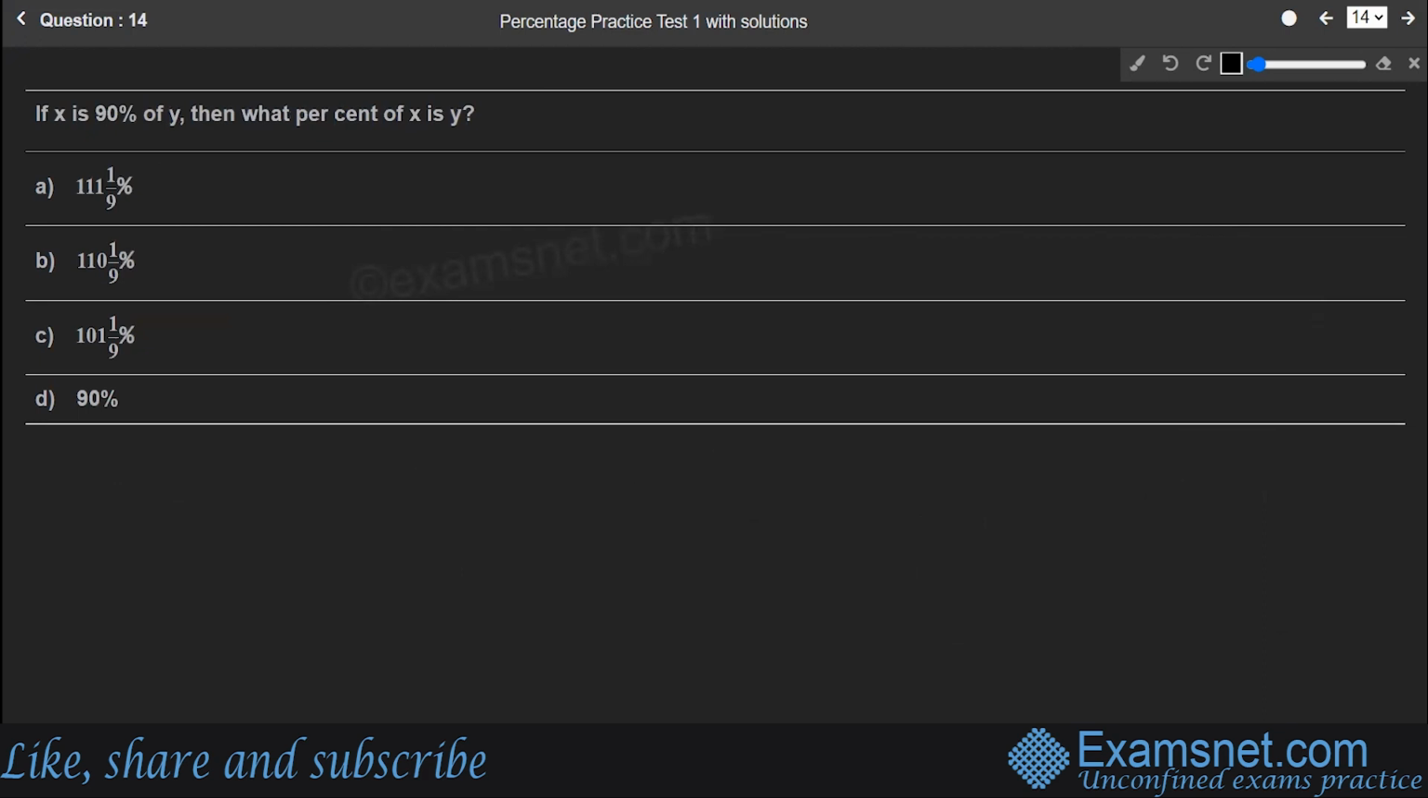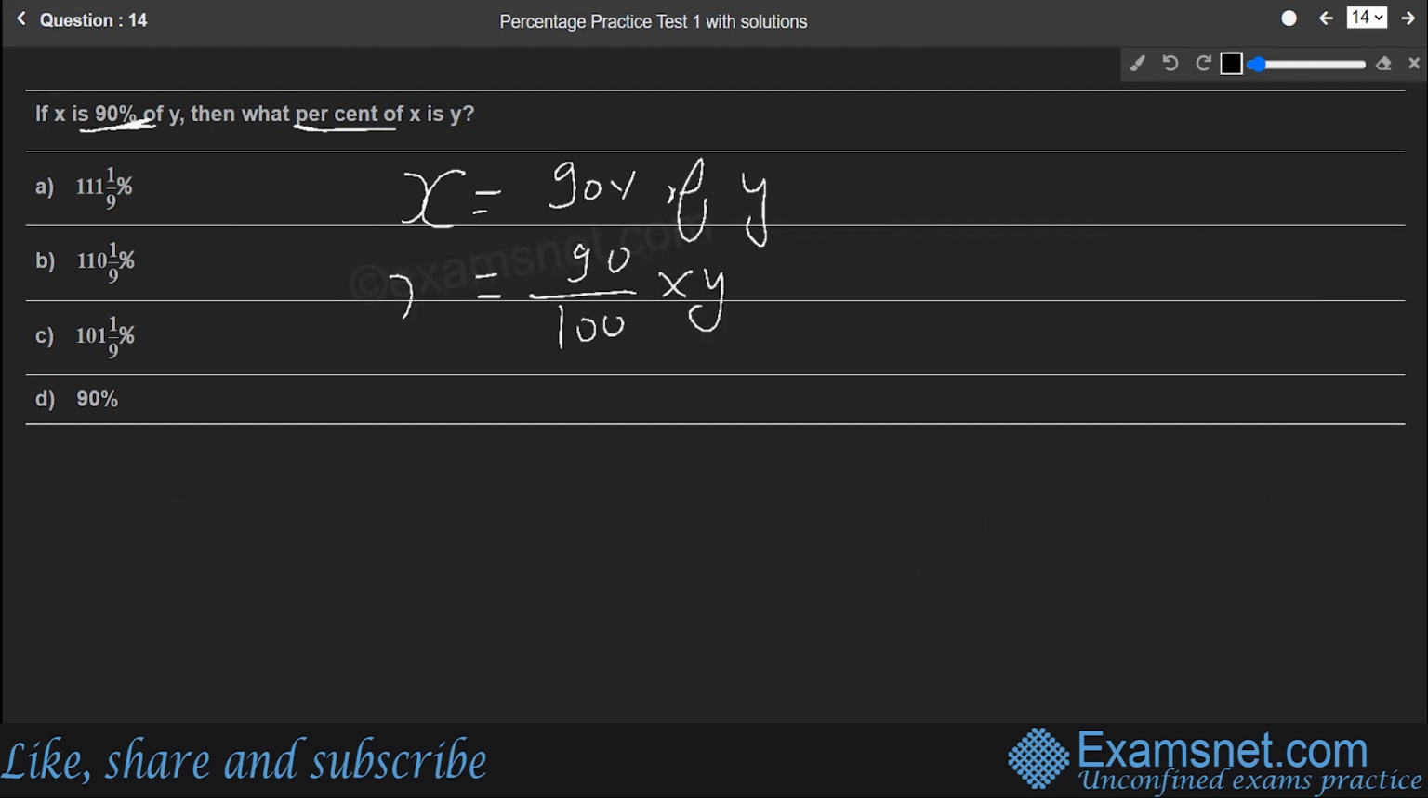Now, the next is, if x is 90% of y, then what percent of x is y? So clearly we are supposed to generate the expressions first, then only we can solve it. He says x is 90% of y. So we can write it like this: x is 90% of y. Okay, we can solve this mathematically. 90% of something means 90 by 100 of y. So x is equal to 90y by 100. That is the first expression that we get from the first line.